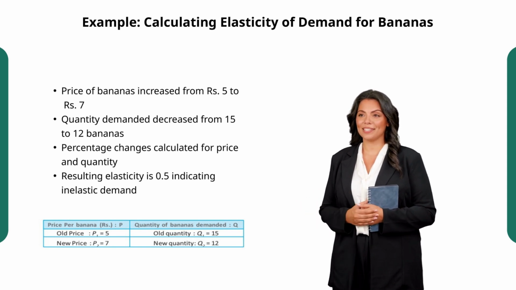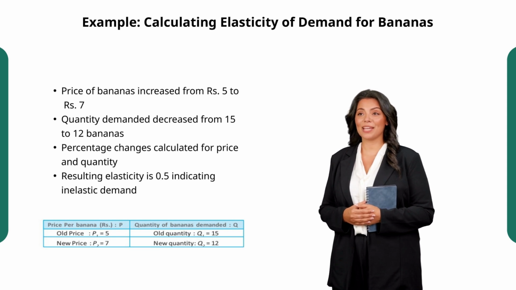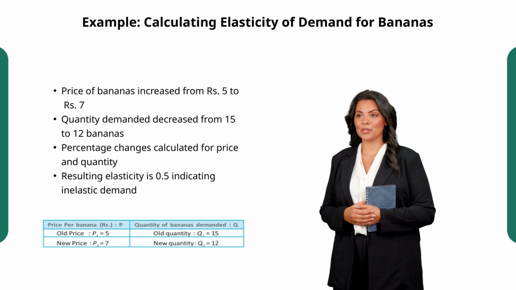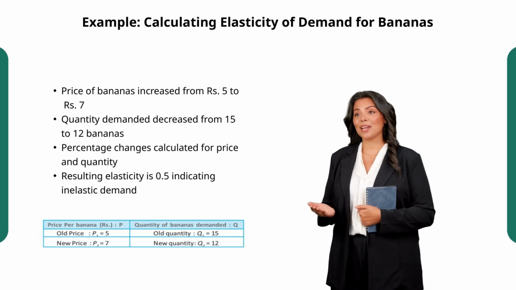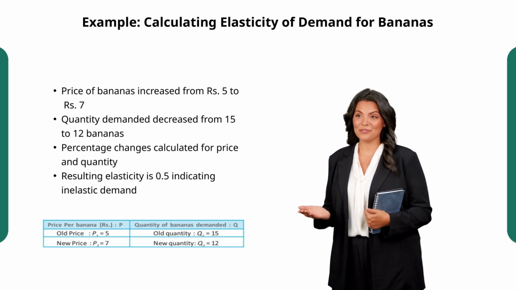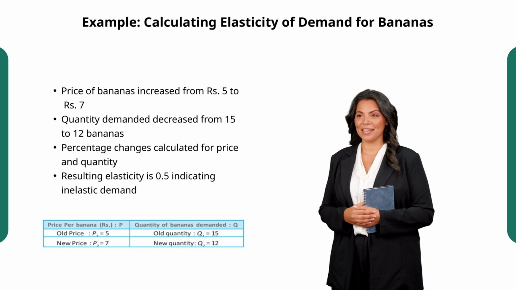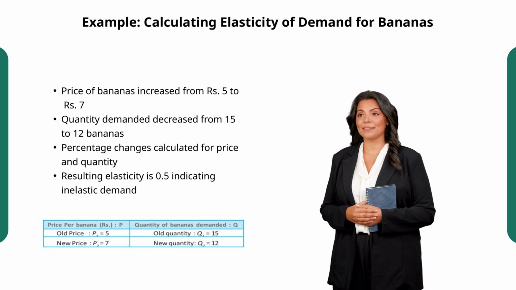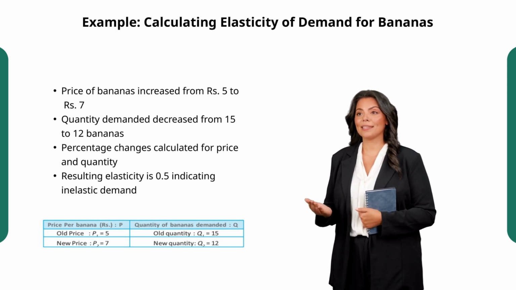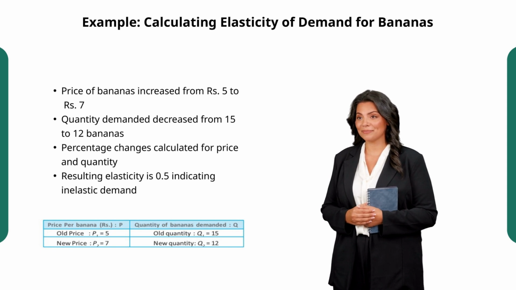Finally, elasticity is the absolute value of percentage quantity change divided by percentage price change, or 20 divided by 40, which equals 0.5. This tells us that the demand for bananas is not very sensitive to price changes. It is inelastic. Bananas are often seen as a necessity, so even as prices increase, people reduce quantity demanded only slightly.